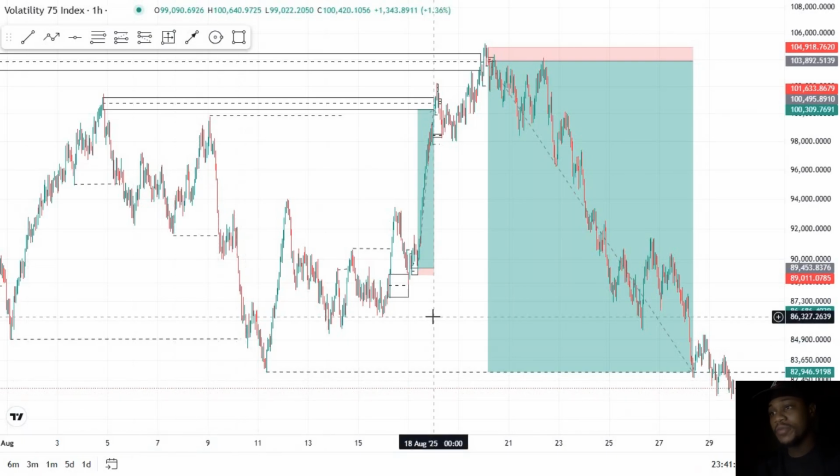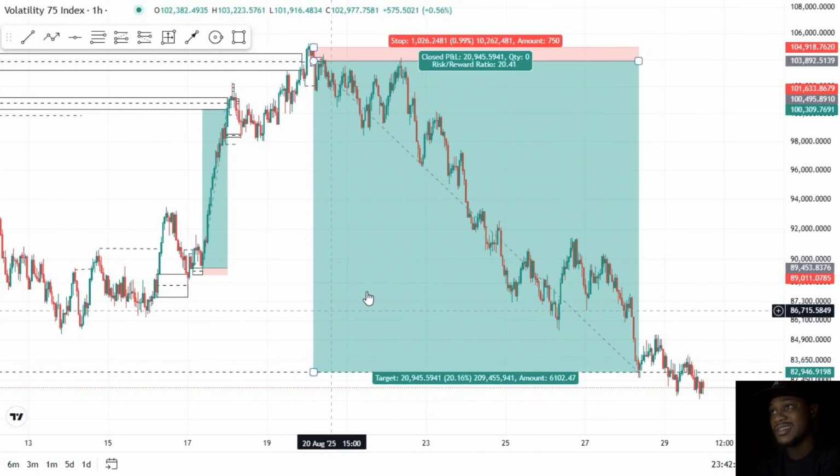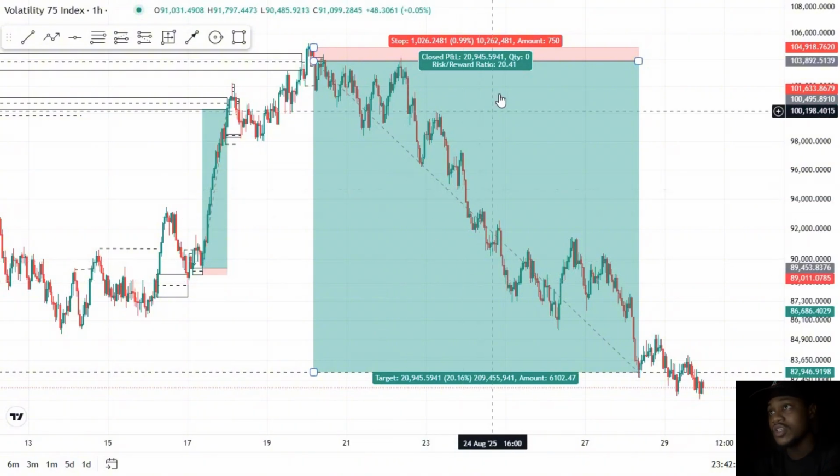So today I'm gonna break down this trade that I caught last week. It took a week for it to hit TP, but at least it is 1 TP. It's a 1 to 20 risk to reward, as you can see right here.